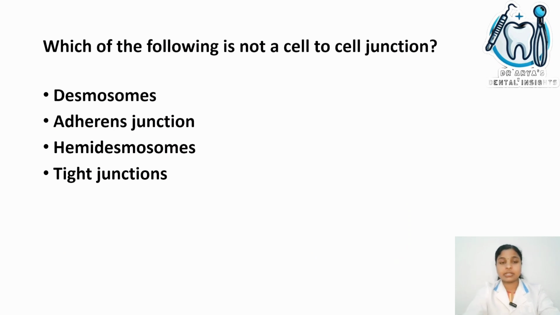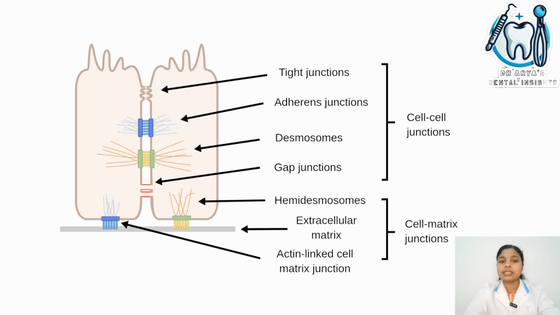So coming to the next question, which of the following is not a cell-to-cell junction? So this is a question about cell junctions. Desmosomes, or adherens junction, or hemidesmosomes, or tight junctions. So these are the cell junctions.